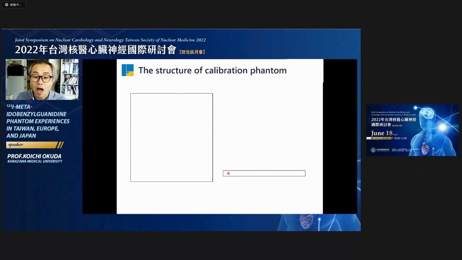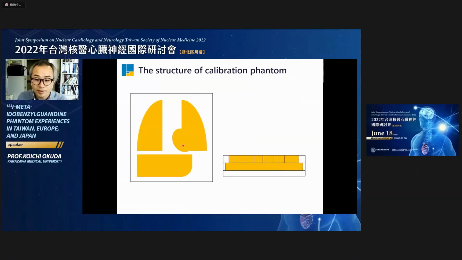This is an acrylic plate. Next, the basal layer shows background activity. The yellow area is filled with MIBG. The second layer shows cardiac, pulmonary, and hepatic activities.